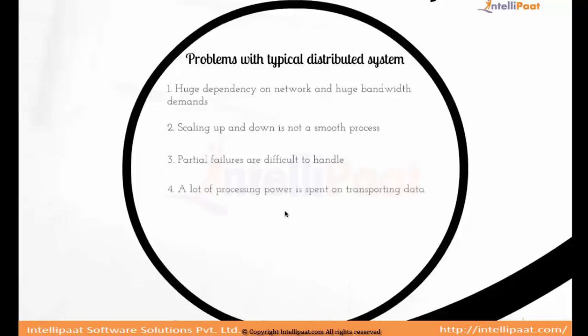A lot of processing power was spent on transporting data, and data synchronization was required during exchange. So these 5 issues were there, and that is why the world needed a better distributed system. The typical distributed system had these problems, and the world was looking for a better distributed system, and that is where Hadoop comes into the picture. Hadoop is no magic, it is a normal distributed system which will solve these 5 problems for you.